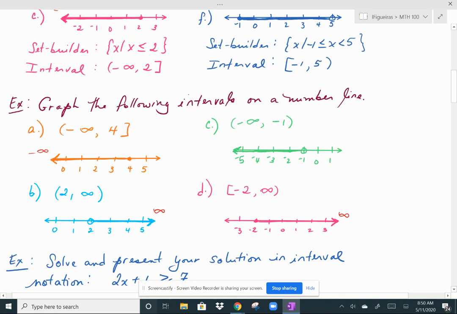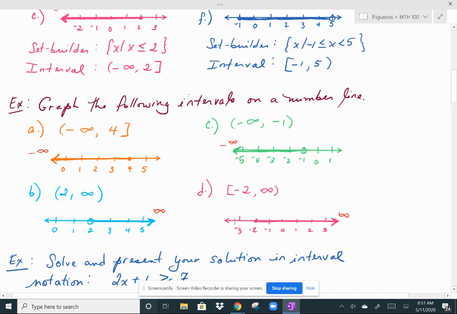Here's another example, part C. From negative infinity to -1. Again, this should be shading to the left. This is going towards negative infinity, all the way up to -1, but not including -1, so we put an open circle. And then finally, D, bracket -2 to infinity. We're shading to the right. Remember, this is going towards infinity. The square bracket means color in your point, closed point at -2. And then shade it to the right.